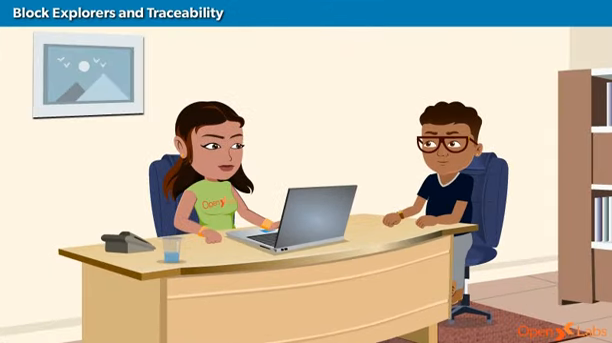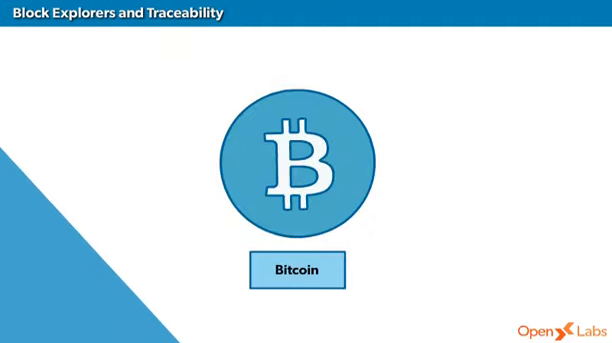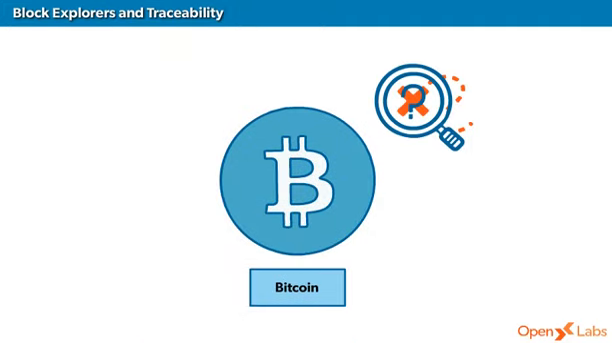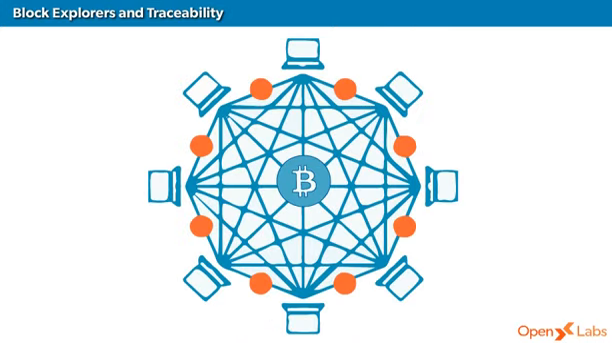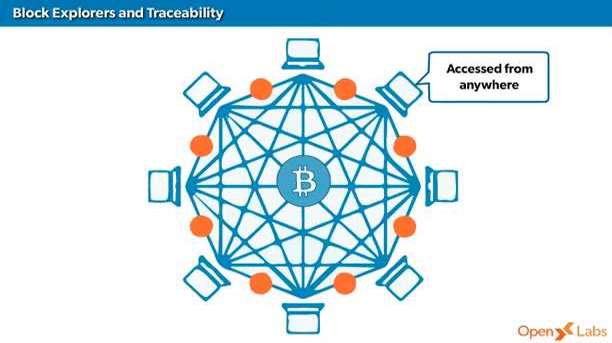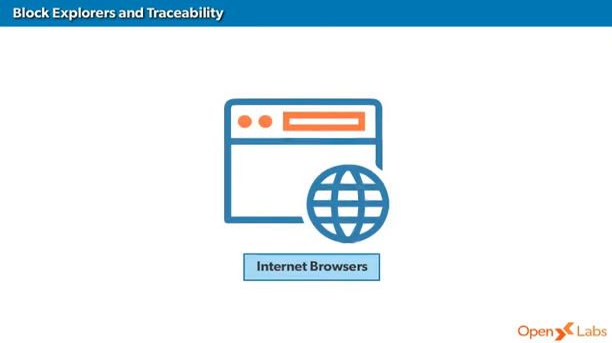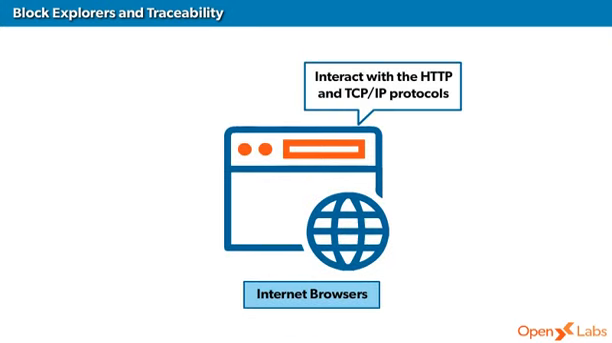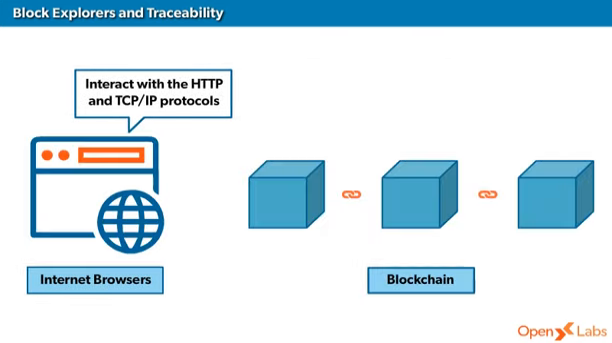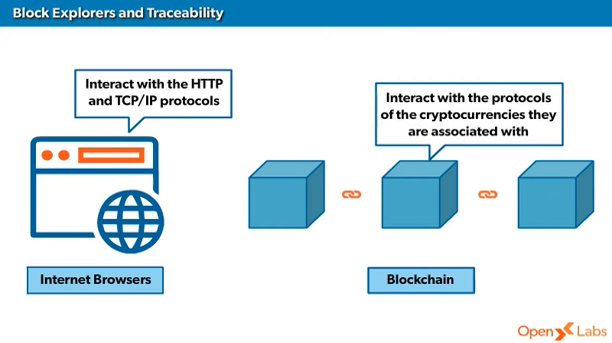A common misconception is that Bitcoin is completely untraceable. The opposite is in fact true. The Bitcoin blockchain is a transparent global ledger that can be accessed from anywhere. Much like internet browsers that interact with the HTTP and TCP or IP protocols, block explorers merely interact with the protocols of the cryptocurrencies they are associated with.